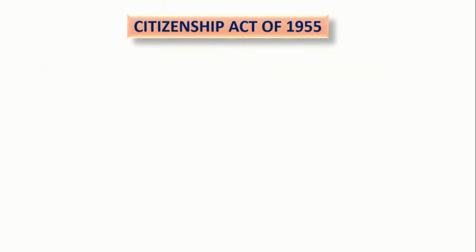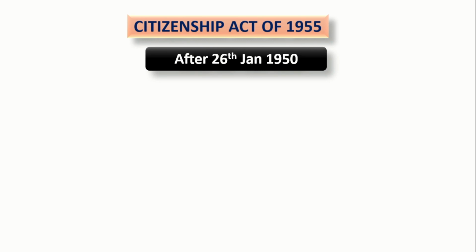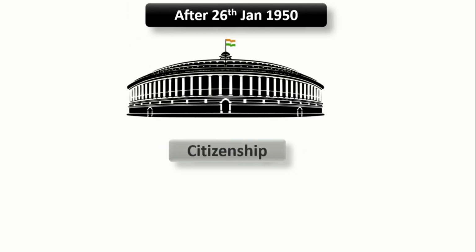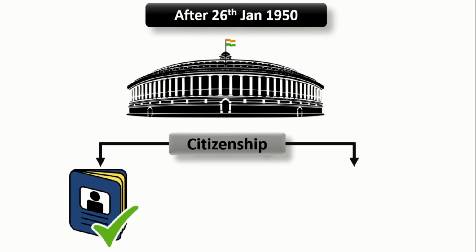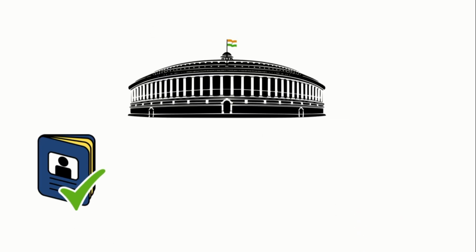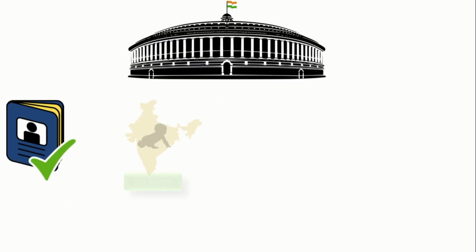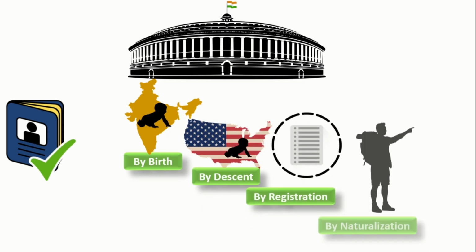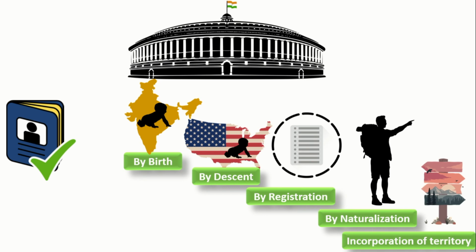Now this story begins after 26 January 1950, where Parliament has to take decisions and make laws over citizenship. When we talk about citizenship, two things are important. First, how a person can acquire citizenship of India, and second, how an acquired citizenship can be terminated. After 26 January 1950, Parliament mentioned 5 different ways of acquiring citizenship of India: by birth, by descent, by registration, by naturalization, and by incorporation of territory.